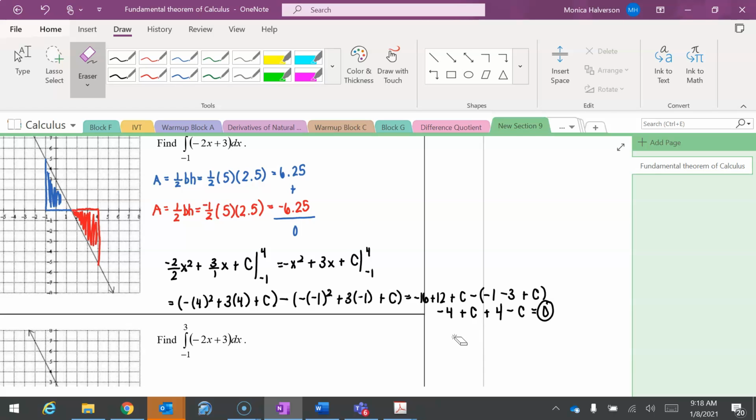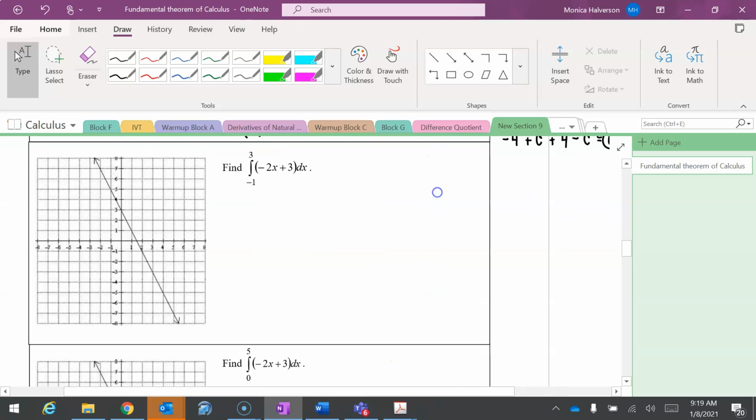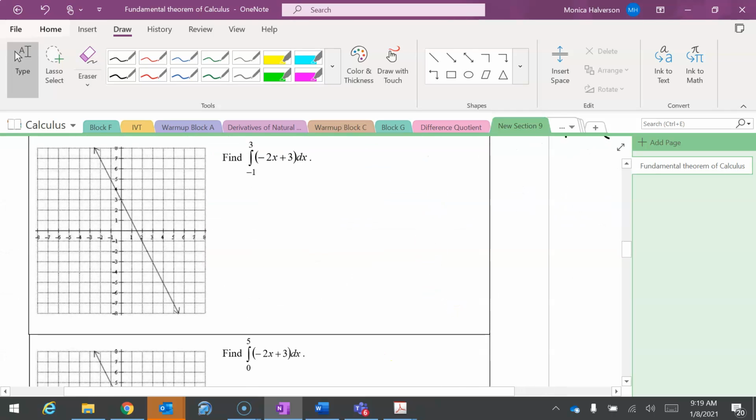Okay, area underneath the x-axis needs to always be represented as a negative number. Area above the x-axis needs to always be represented as a positive number. And the definite integral, when found using the fundamental theorem of calculus, already takes that into account for you. You only have to introduce this negative sign if you're finding it geometrically. All right, so what I would like you to do is find the answers for the next two definite integrals.